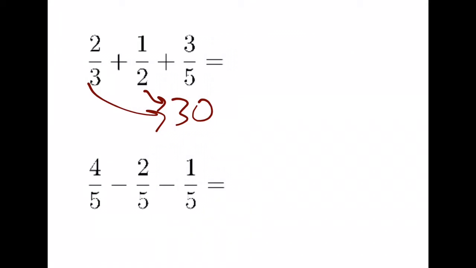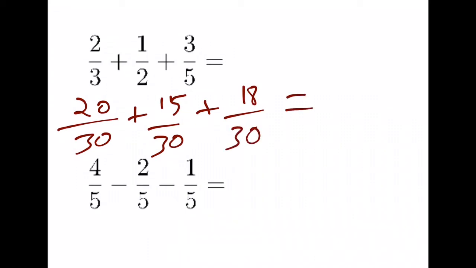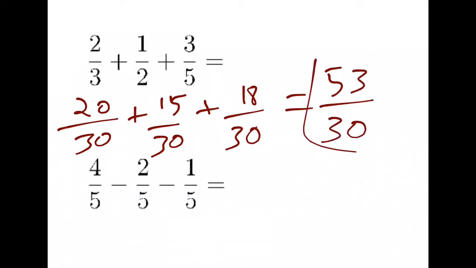So I have the lowest possible multiple, which means 2/3 is going to be multiplied by 10 to give me 20 30ths. 1/2 is going to be multiplied by 15 to give me 15 30ths. And 3/5 is going to be multiplied by 6 to give me 18 30ths. If I add the numerator straight across, I will get 53 over 30, which cannot be reduced.